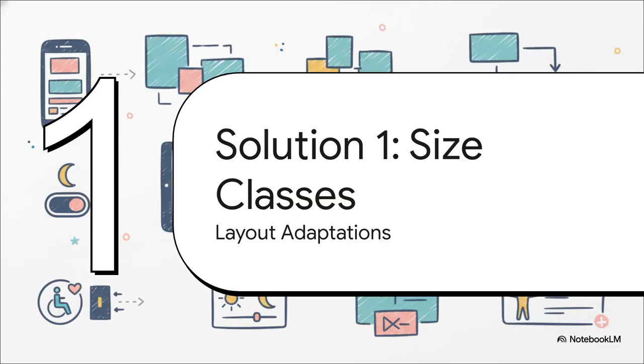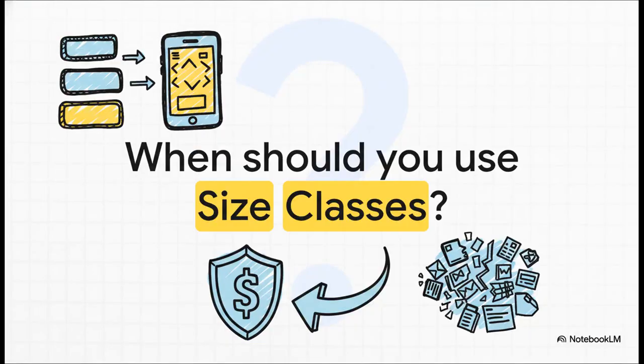All right, our first tool, and honestly, the one you're probably going to reach for about 90% of the time, is size classes. Think of this as the foundation for building adaptive layouts, and you can do most of it right in your storyboards. So when is this the perfect tool? Well, you should be thinking about size classes as your go-to for pretty much any layout adjustment. It's your first line of defense against a UI that looks weird on different screens, and the best part is you can often solve problems without writing a single line of code.